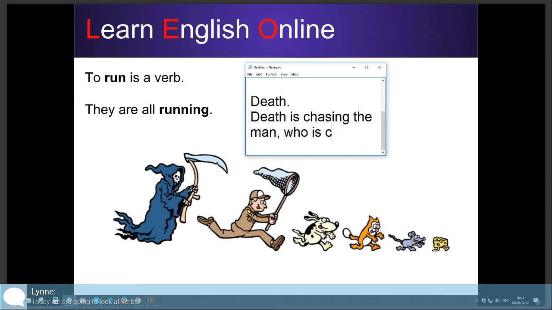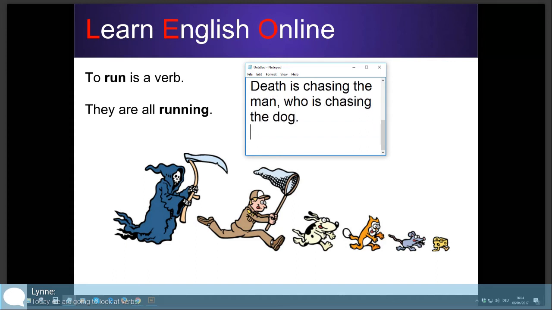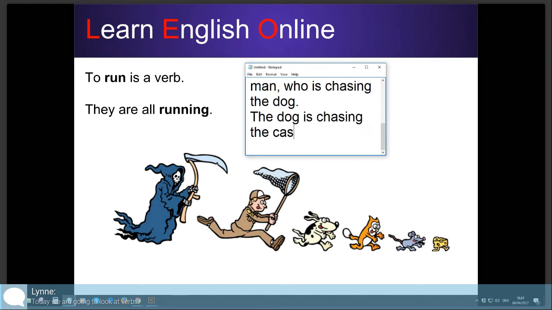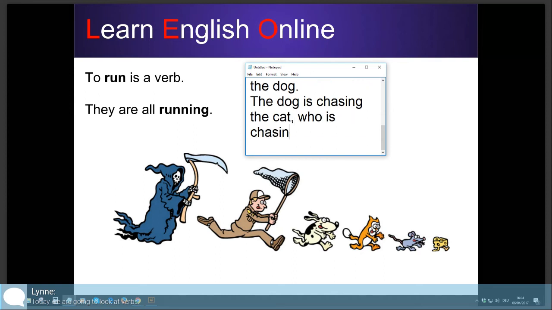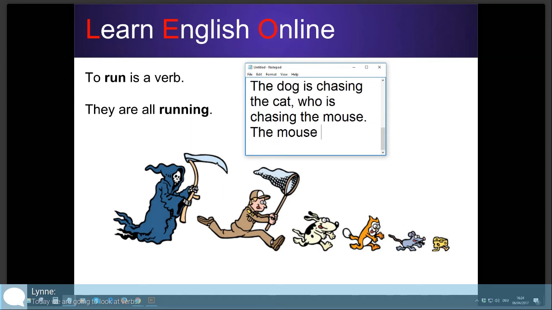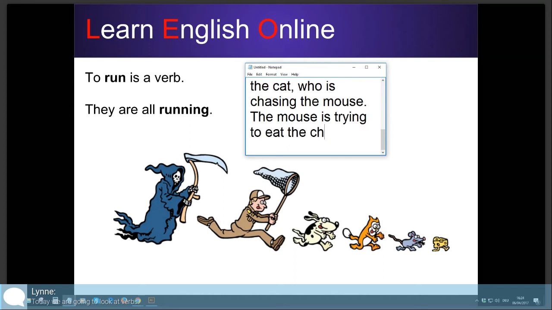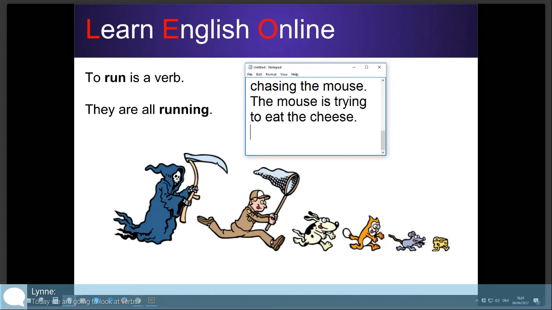Who is chasing the dog? The dog is chasing the cat, who is chasing the mouse. The mouse is chasing, is trying to eat the cheese. Try is a verb.